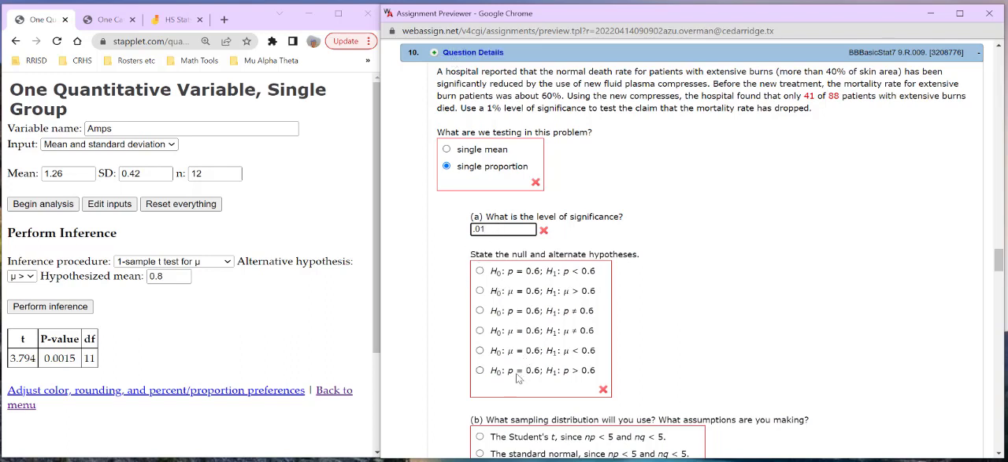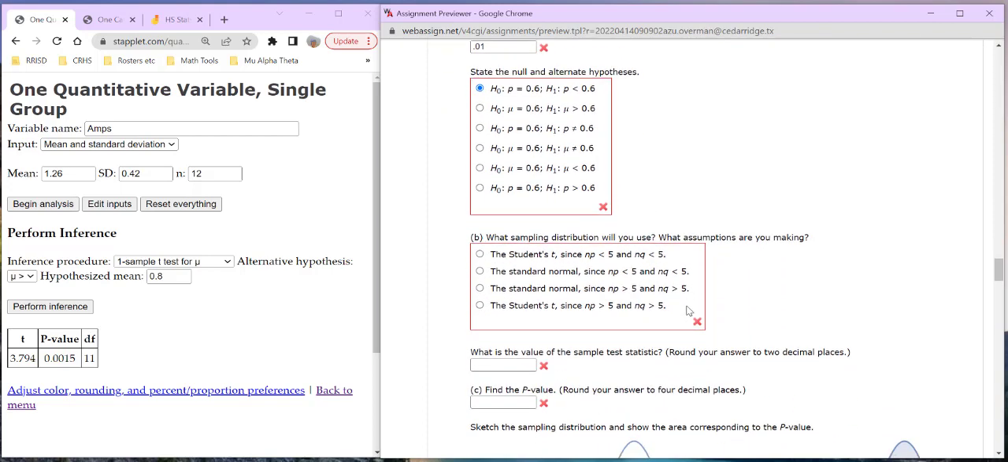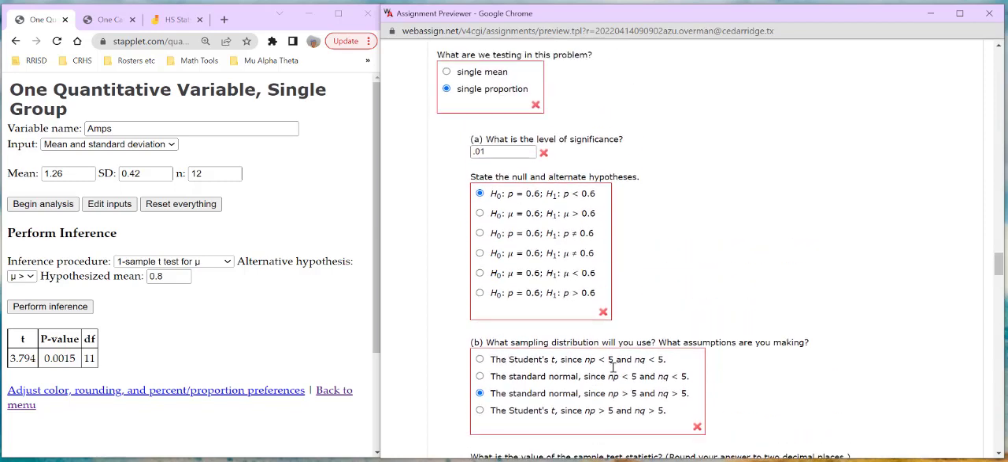It is a proportion, so we can ignore the means, right? And the hypothesized was 60%. And we're hoping it has dropped. So the proportion is 60%. And now we're going lower. And what sampling distribution do we use? This one is standard normal, and we just go greater than. If you see a 10 there, that's fine. If you see a 5 there, it's fine. What is the value of the sample test statistic?